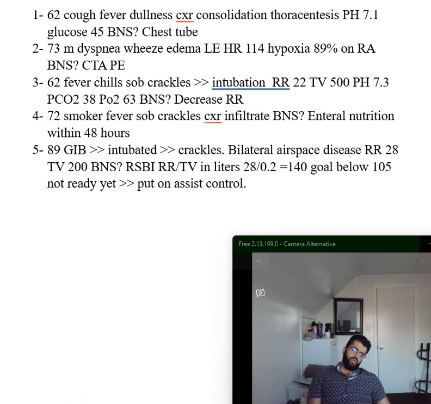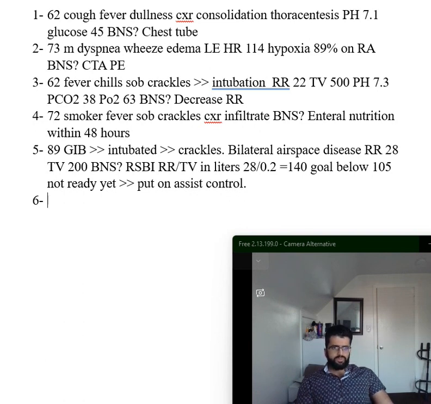So this is the question that tests you. When do you extubate the patient? When do you not, right? Because you could work in a critical care setting and you need to know this information. Alright, so now we get another case.